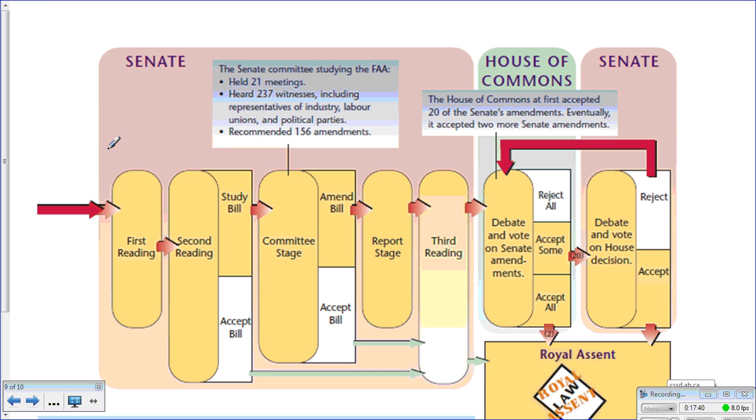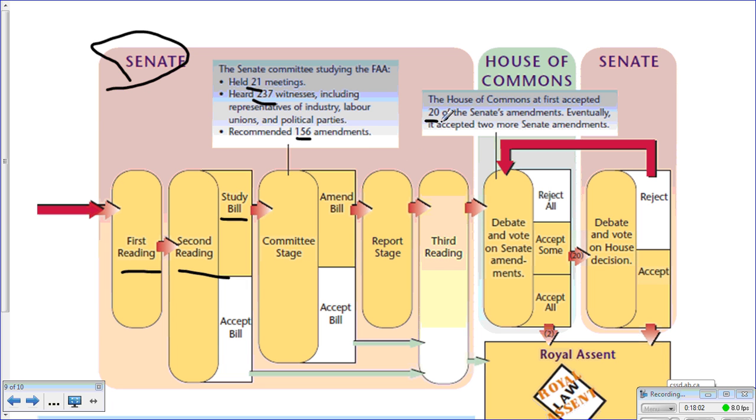Now, in the Senate, they will have, again, the first reading and then the second reading and the vote. Again, if they accept the bill, it goes right to the third reading. If they want to study the bill, it goes to a committee stage. Again, 21 meetings, 237 witnesses, 156 amendments. So that's a total of 272 amendments that were recommended.